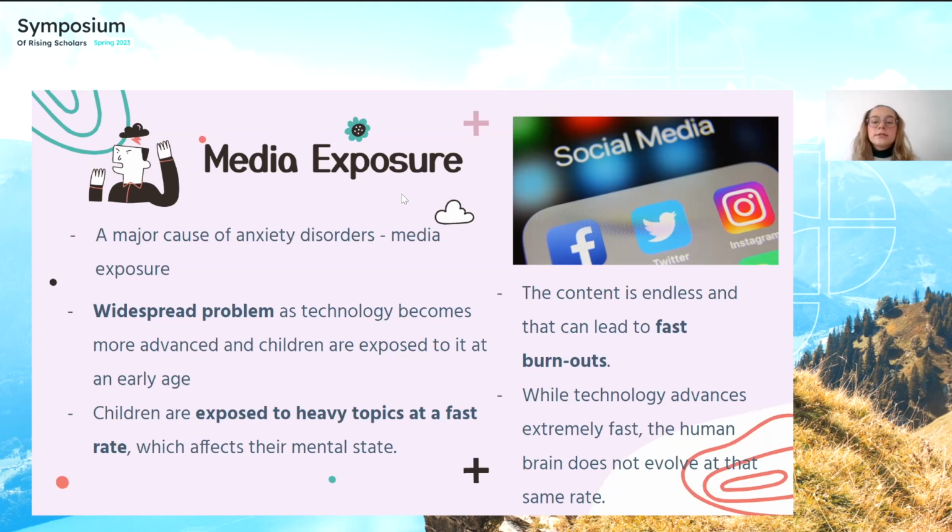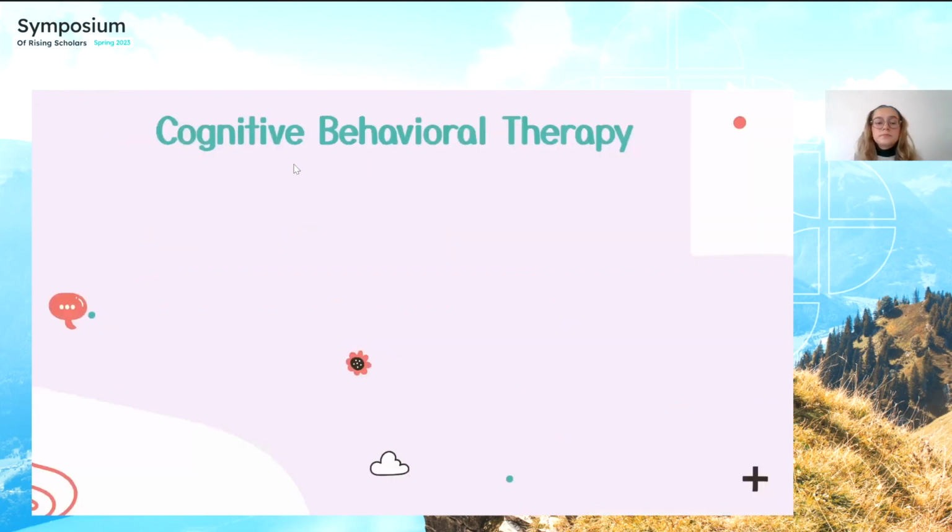So since the content on social media is endless, it can also lead to fast burnouts, which is also related to anxiety and mental health. So overall, I found out that while technology advances at an extremely fast rate nowadays, the human brain does not evolve at that same rate. And this can be linked to why media exposure is such a big problem.